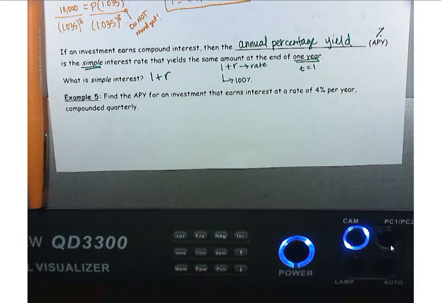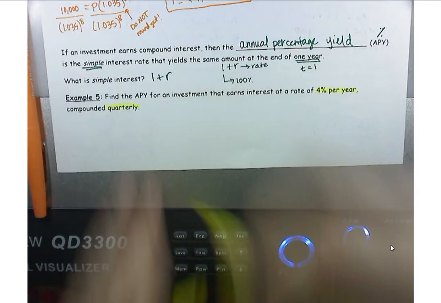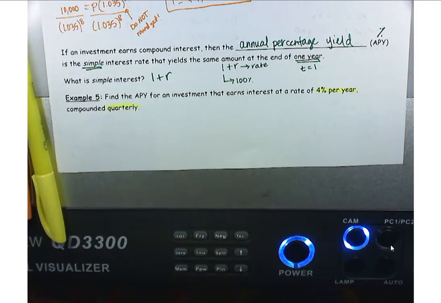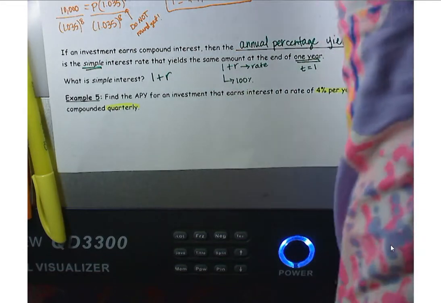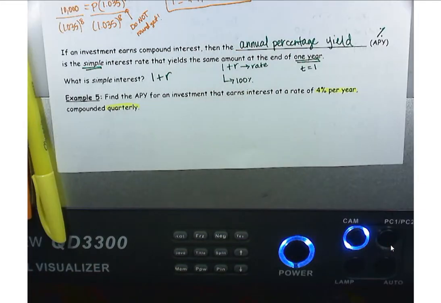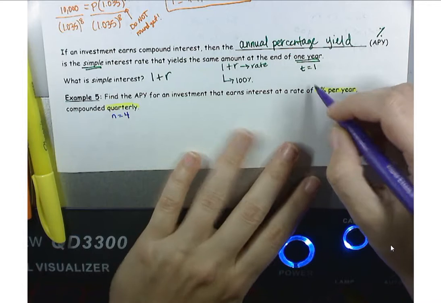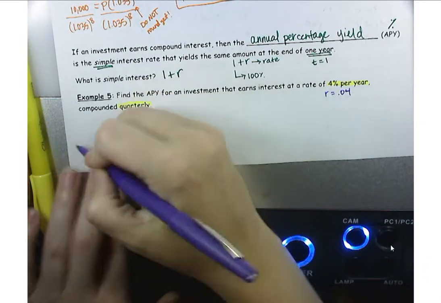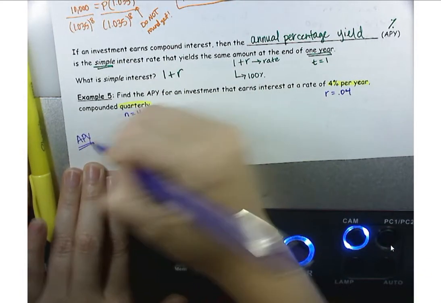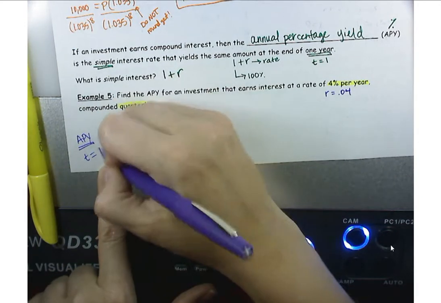So if we're going to find the APY for an investment that earns interest at a rate of 4% per year, compounded quarterly, we're going to have to know our values. So our value for N, if it's quarterly, is going to be what? 4. Okay, if it's 4% per year, my rate is going to be 0.04. And then we already talked about, if you're finding the APY, your t value is always going to be what? 1, because it's going to be at the end of 1 year.